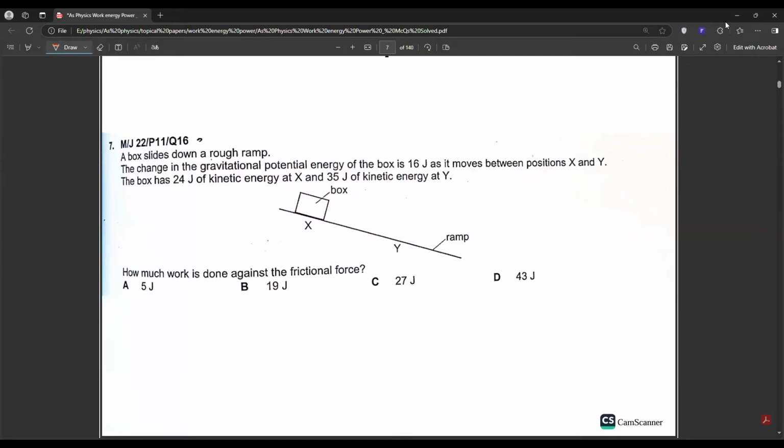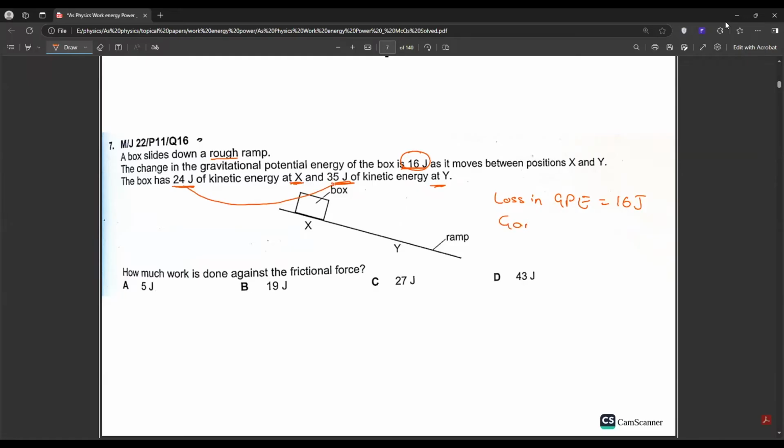A box slides down a rough ramp. The change in gravitational potential energy of the block is 16 joules as it moves between position X and Y. The box has 14 joules of kinetic energy at X and 35 joules of kinetic energy at Y. Perfect. How much work is done against friction? Very, very easy. The loss in gravitational potential energy from X to Y is 16 joules. What is the gain in kinetic energy?